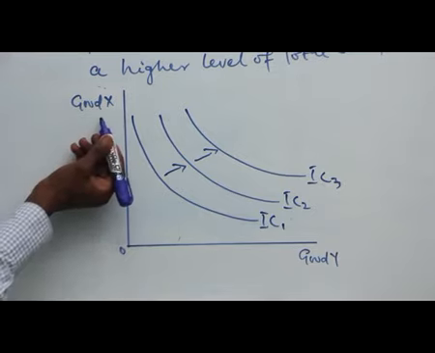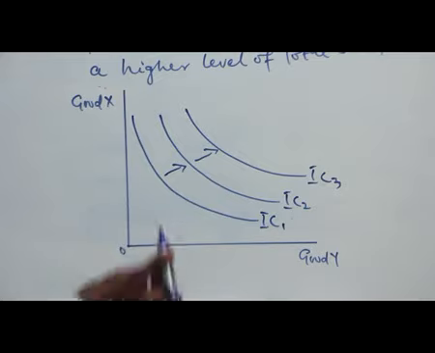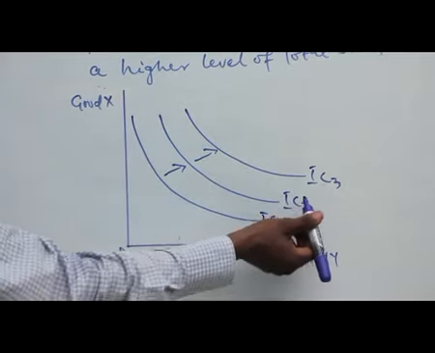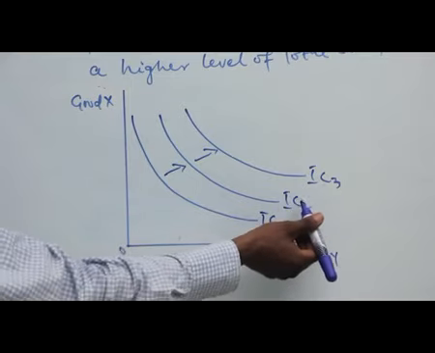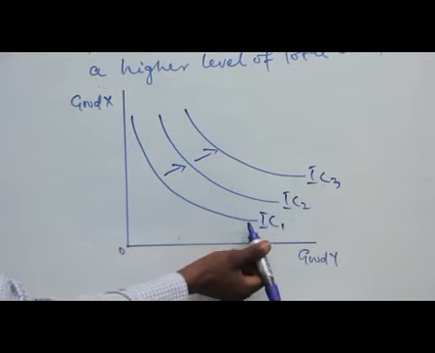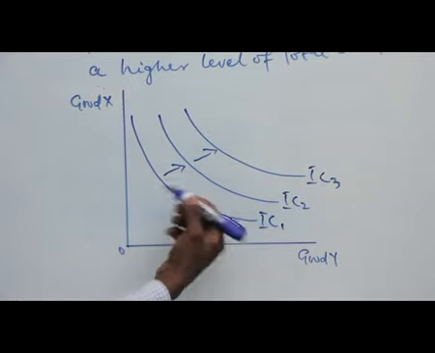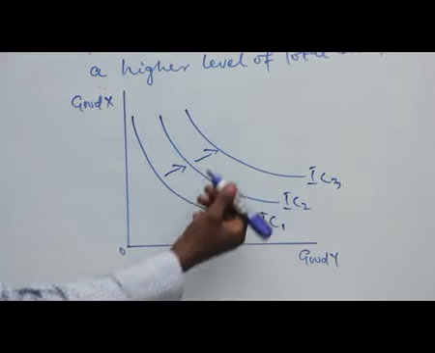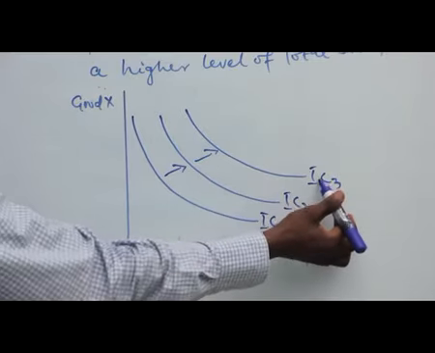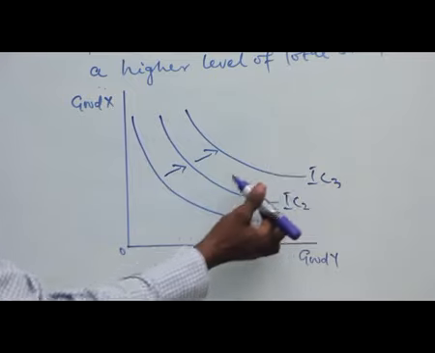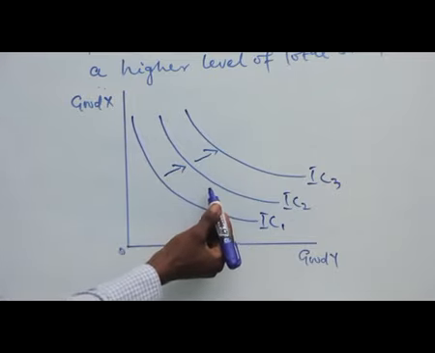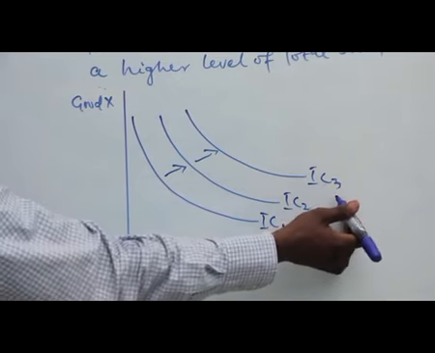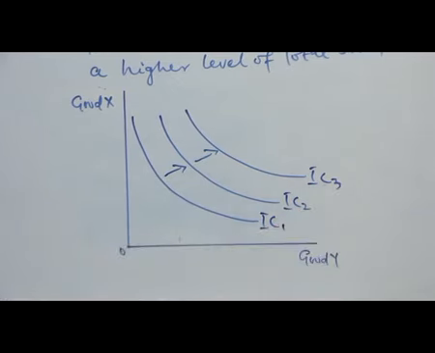Now, we have commodity X and commodity Y. For indifference curve 1 and indifference curve 2, it implies that indifference curve 2 is higher than indifference curve 1. So the consumer wants to move to a higher level of consumption of commodities. Now, the next one, indifference curve 3, indicates a higher level than indifference curve 2. Indifference curve 3 is the highest level of satisfaction that the consumer will want to go for.